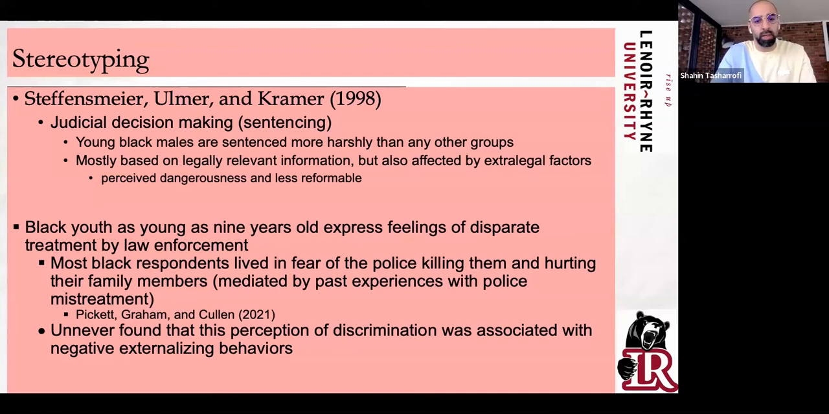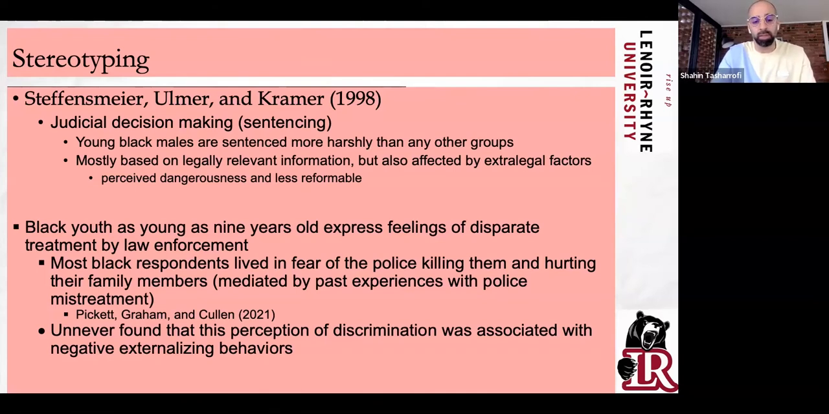Another study showed that this perception of dangerousness that many people might have toward a certain group of individuals might translate to a feeling of fear about the police or other criminal justice system actors. For example, one study found that most Black respondents live in fear of police killing them or hurting their family members. And this perception was mediated or influenced by past experiences with police mistreatment. This is a recently published study that shows this mistrust in police among racial minorities.